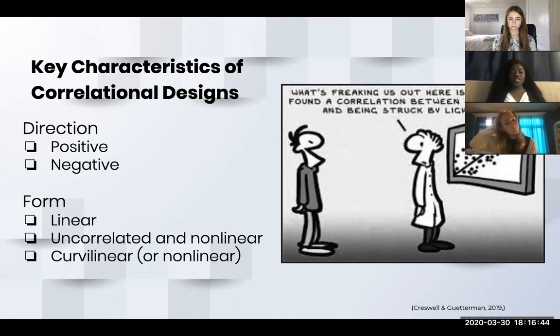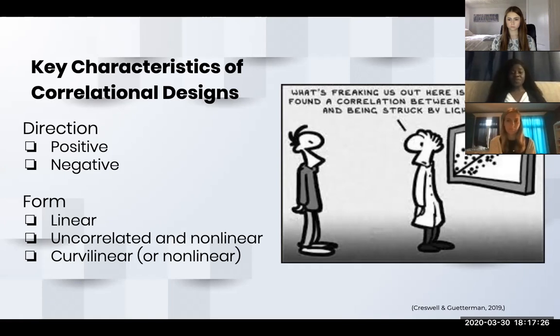Another characteristic of correlational design is the form, which in other words means how does it appear on a graph? It may appear linear. Variables may have a positive or negative relationship, and this relationship can be shown on a graph in a linear format. How do they do that? Well, basically what researchers do, they find a line of best fit. And the line of best fit would be the line that draws closer to as many points on the plot as possible.